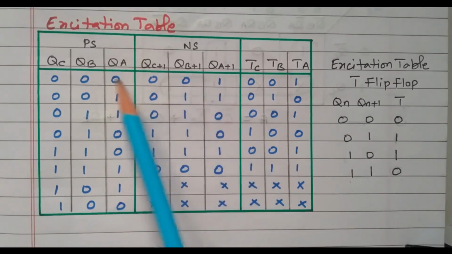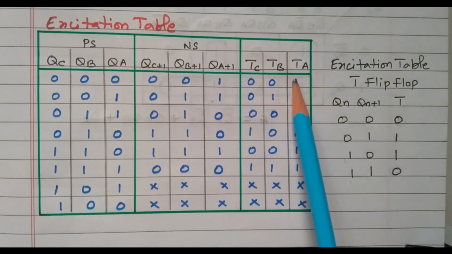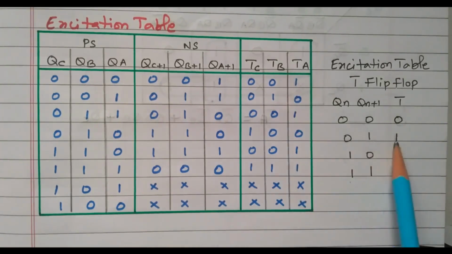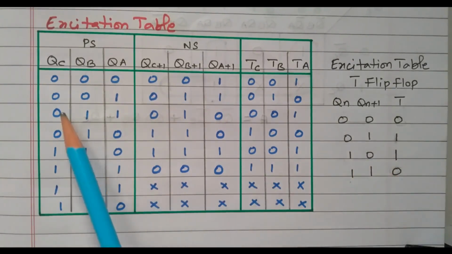There is a change from 0 to 1, so the T value will be 1. That is given here. From 0 to 1, the T value will be 1. From 1 to 0, the T value is also 1. Now we will see one more.